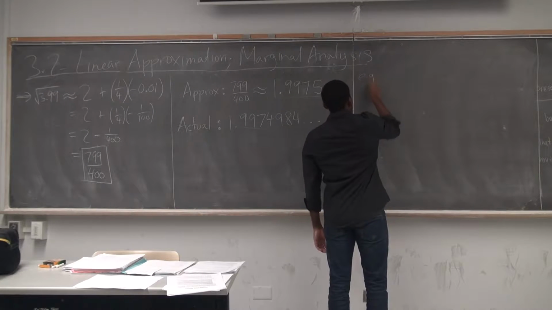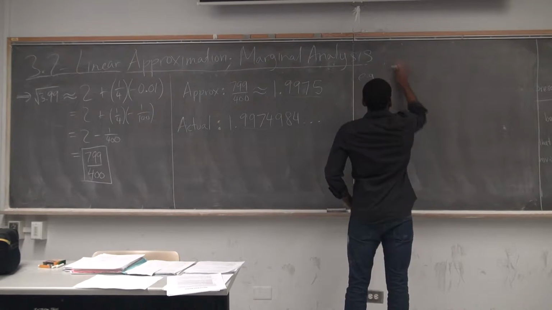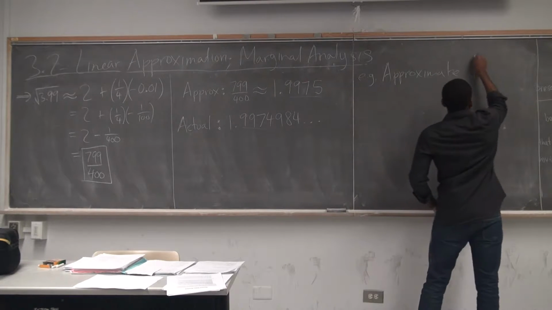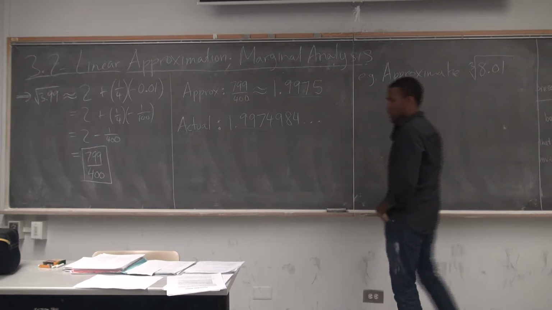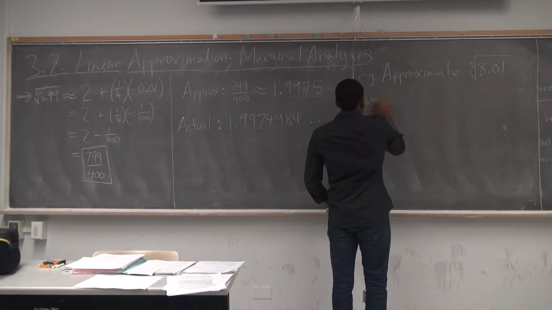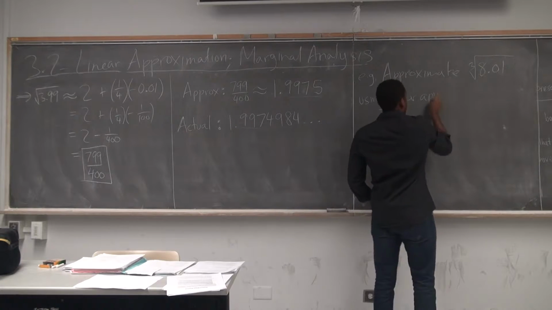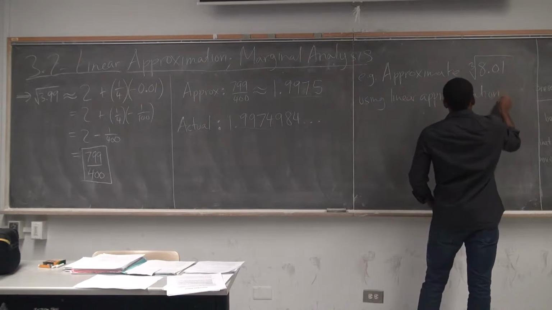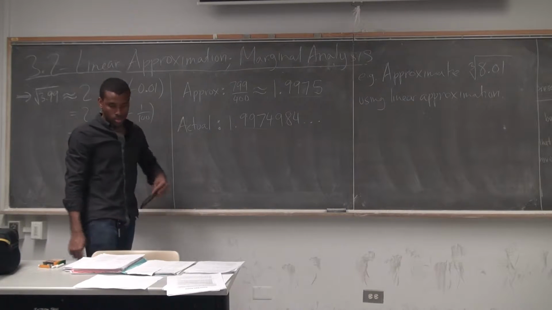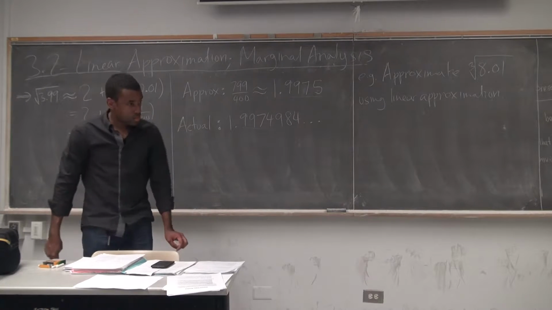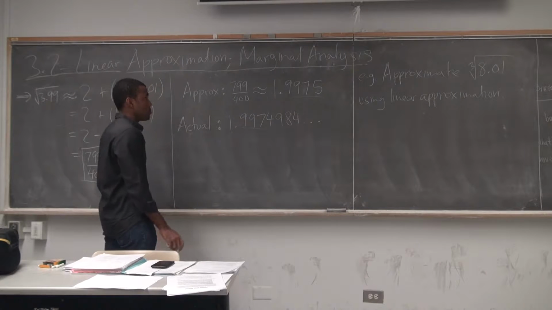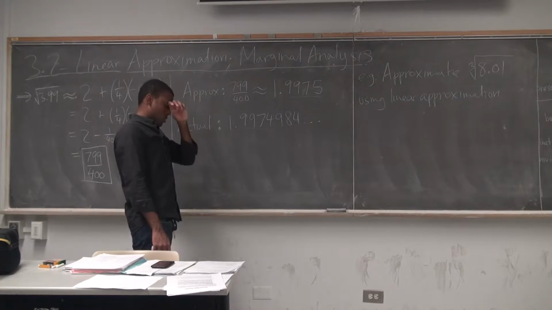So that's an example. Here's another one. So here, just say approximate the cube root of 8.01 using linear approximation. Okay, go. What do we do?